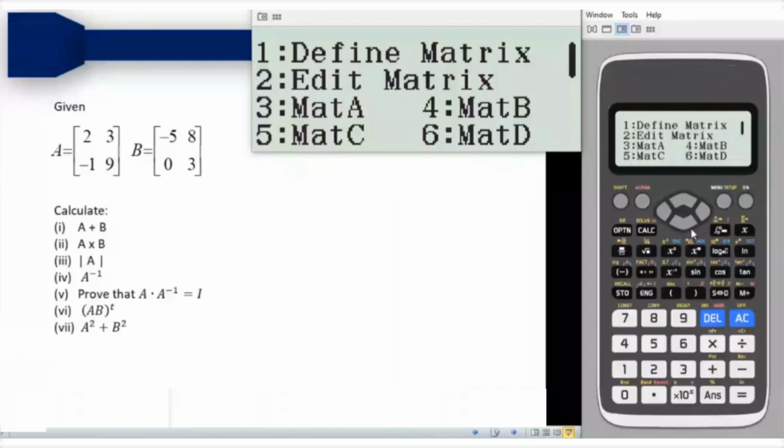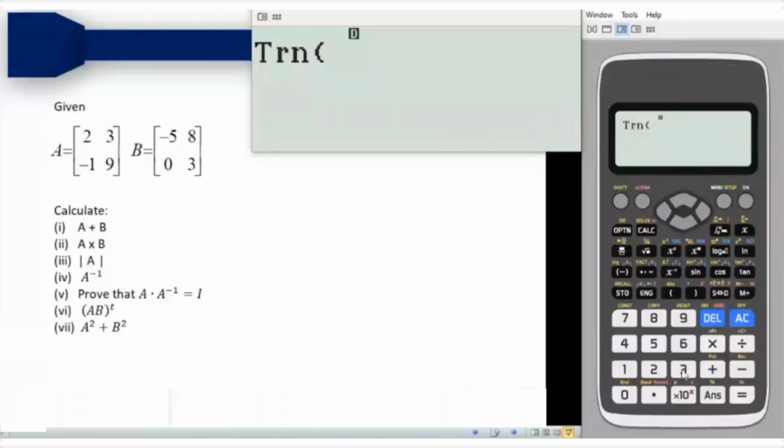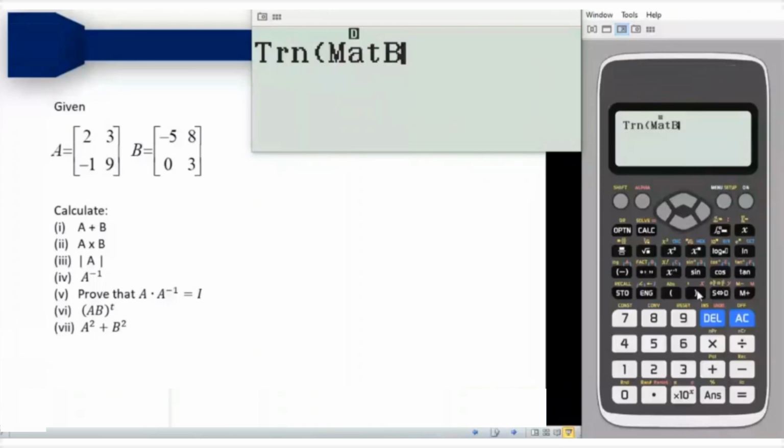I pressed 3. And the calculator is asking me transposition of which matrix? Let's say matrix B. That is the fourth option. And I will close the bracket. Please follow, when I press equals to, minus 5803 turns into minus 5083. So the columns have become rows and the rows have become columns. I hope this is clear.